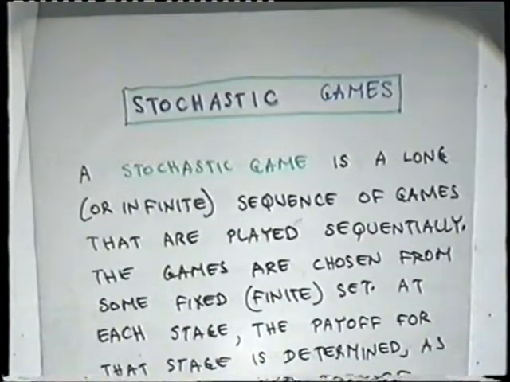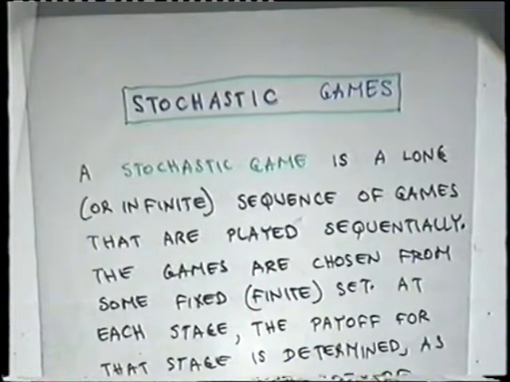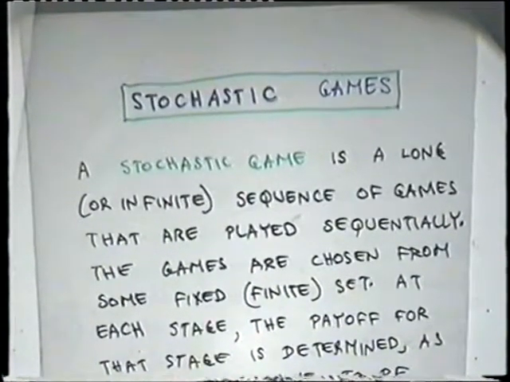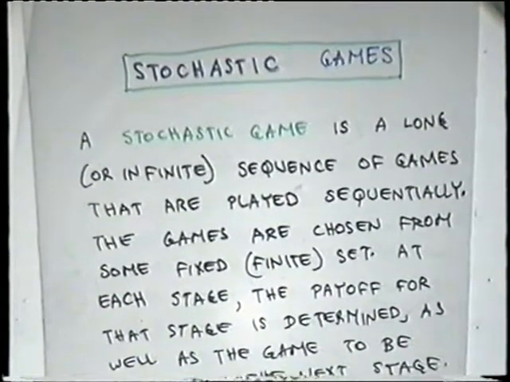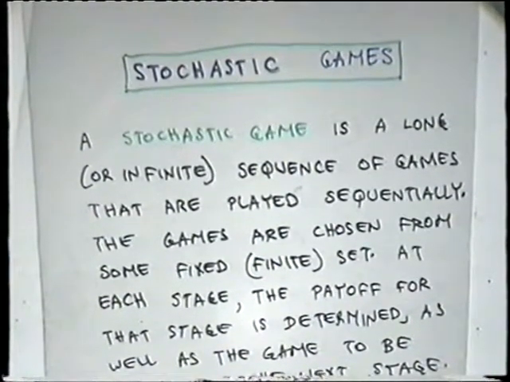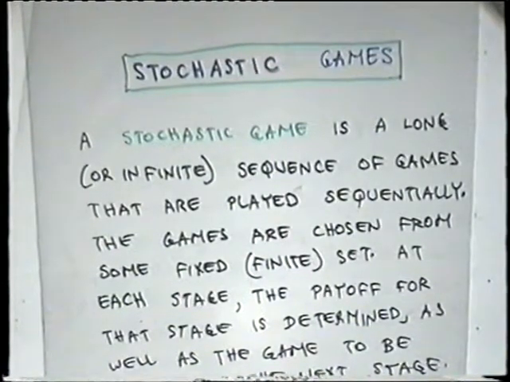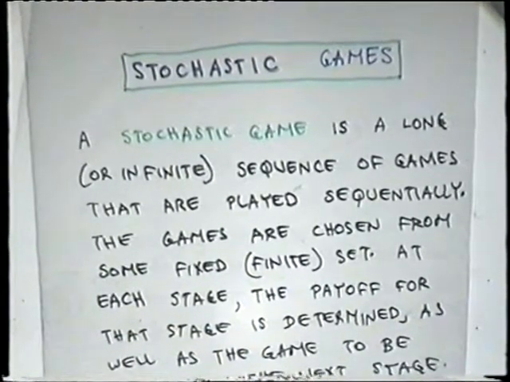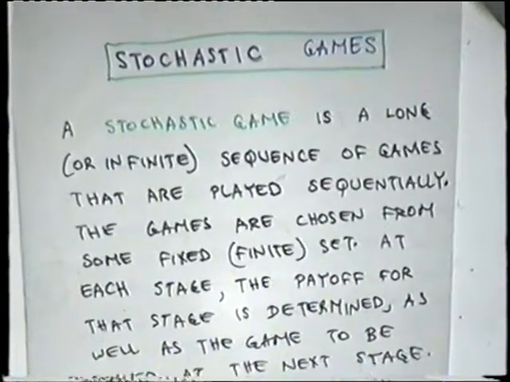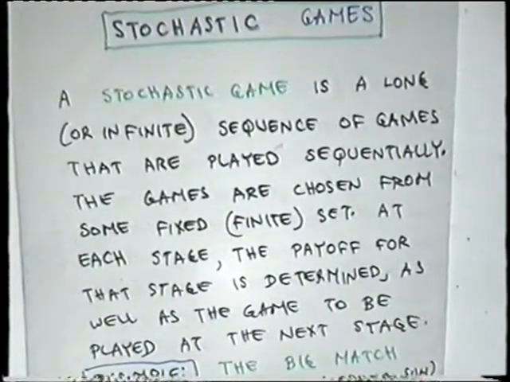Let me give you the idea, the definition. So a stochastic game is a long or an infinite sequence of games that are played sequentially, one after the other. The games are chosen from some fixed finite set. At each stage, the payoff for that stage is determined. And also, in addition to the payoff, what is determined is what game is to be played at the next stage.